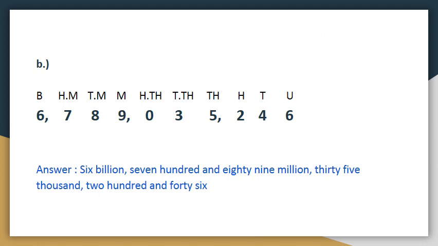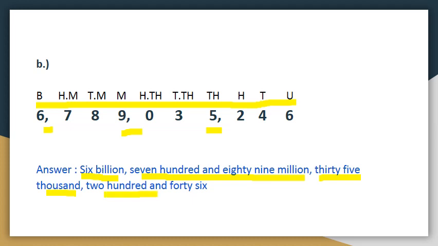Here is another example. We have a number up to billions here. So firstly, you have to write the place values at the top of the given number starting from your right hand side up to billions. After that, you have to place the commas, and lastly you can easily read and write the number in words. 6,789,035,246.